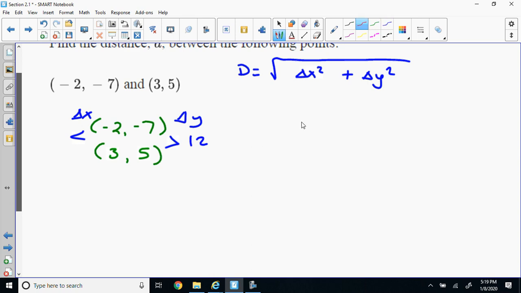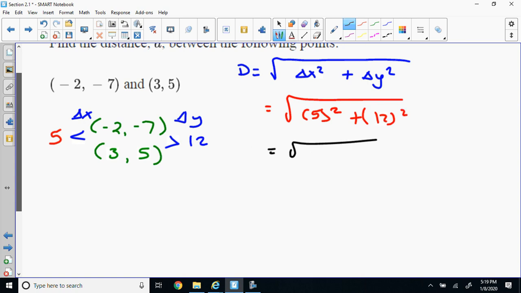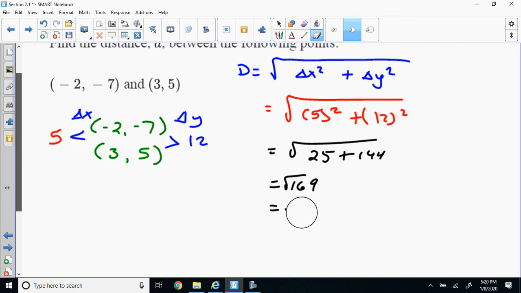Ladies and gentlemen, here we go. My change in x is 5. Change in y is 12. So I've got 5 squared plus 12 squared, right? That's 25 plus 144. Gives me 169. And that 169 happens to be a perfect square, which will result in a whole number. Hold on. Shoot, I just did that. Why did I do that? All right, so that's 13.